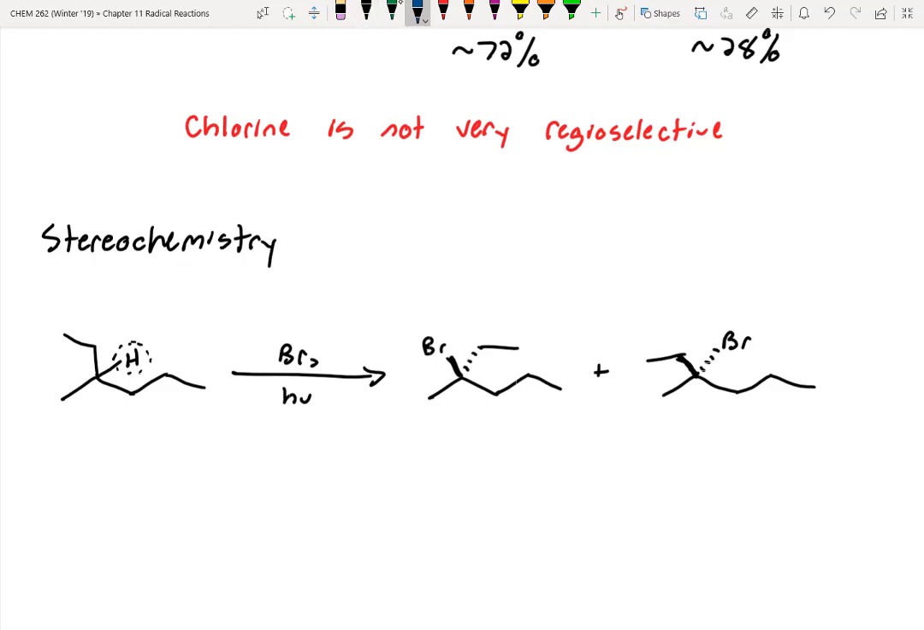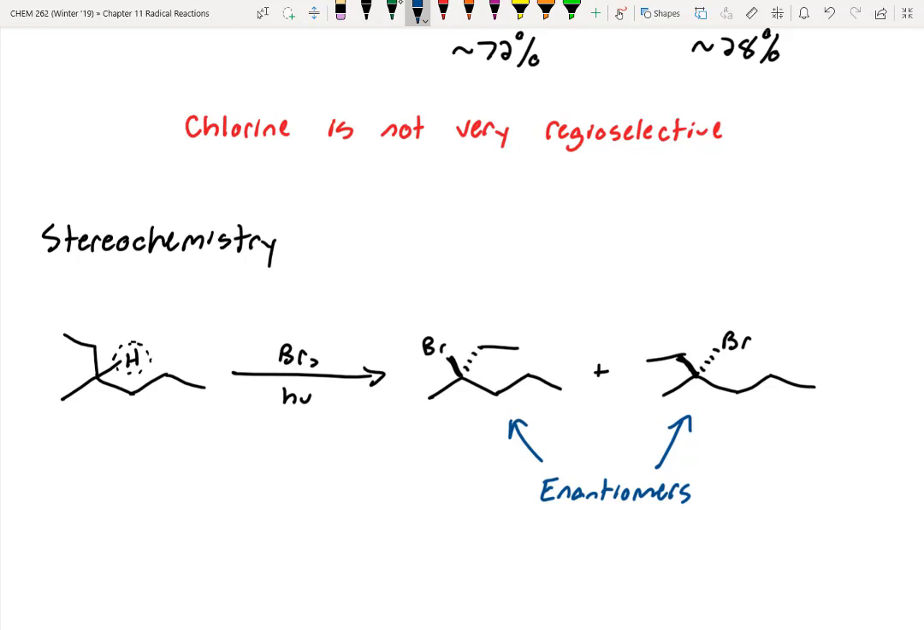So what would these two be related as? Enantiomers. So that's one unfortunate thing with a lot of the radical chemistry that we'll see is it's not stereoselective. It'll give you a mixture of different stereoisomers. So you do have to watch out for that if you're creating a new stereocenter. Does that make sense?